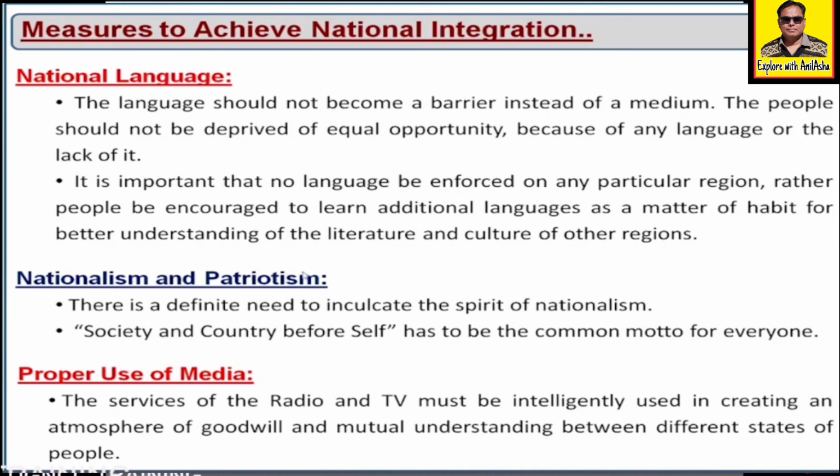Coming to nationalism and patriotism, we have a rich cultural heritage, but we have to keep building it up through dedication and hard work. There is a definite need to inculcate the spirit of nationalism. Everyone should feel the society and country before self, and it has to be the common motto for everyone.